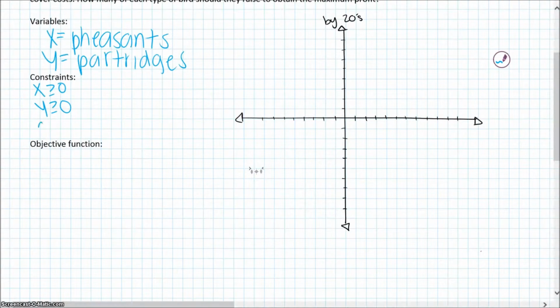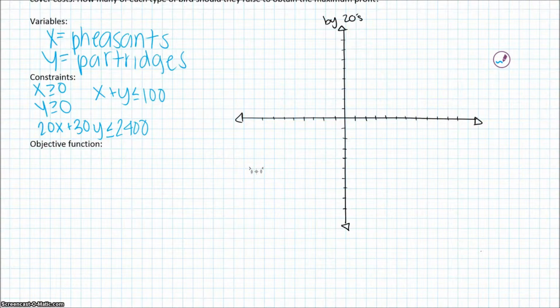And then 20x plus 30y is less than or equal to 2,400, and x plus y is less than or equal to 100. It's x plus y is less than or equal to 100 because they can only take 100 birds, and it's 20x plus 30y is less than or equal to 2,400 because they only have $2,400 to spend.